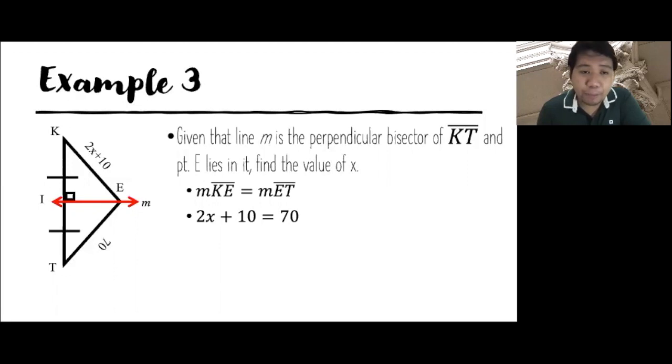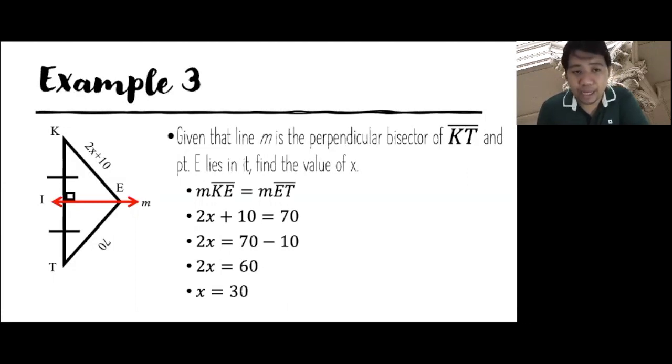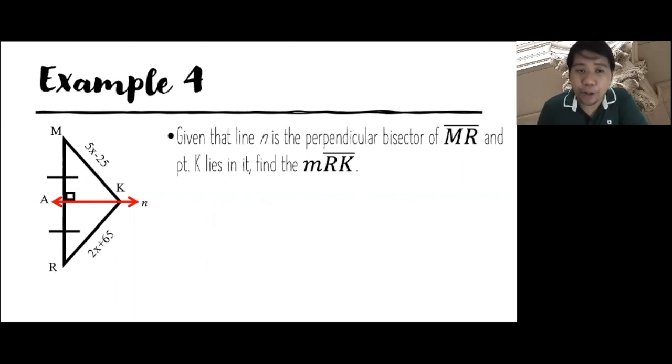So, para mahanap po natin si x, lipat natin ngayon si 10 from left side to right side. So, kaya magkakaroon tayo ng equation na 2x is equal to 70 minus 10. Simplify po natin ang 70 minus 10. Ito po ay magiging 60. At kapag dinivide natin both sides ng 2, ang x natin ay magiging 30. Kaya ang value po ni x dito sa example na ito ay 30. Proceed tayo sa example number 4.